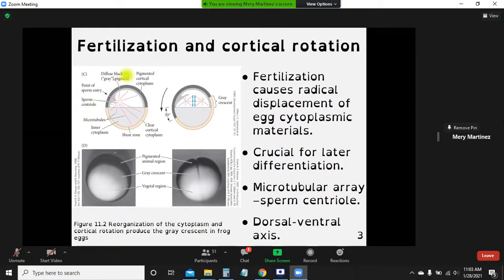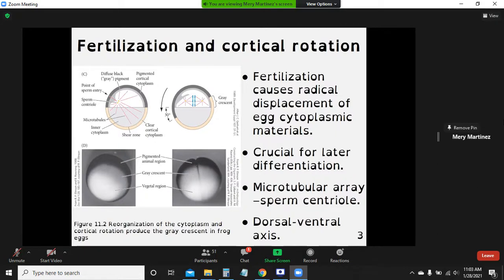So this is what we know, this is the animal pole, right? Because of the pigments that it has. So the point of entry of the sperm marks the ventral side of the embryo. So the belly of the embryo. Always the point of entrance of the sperm in amphibians marks that belly portion of the embryo, okay?